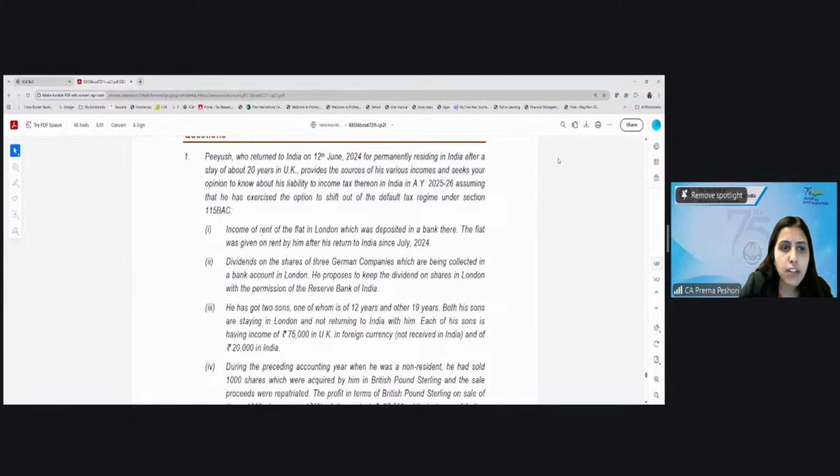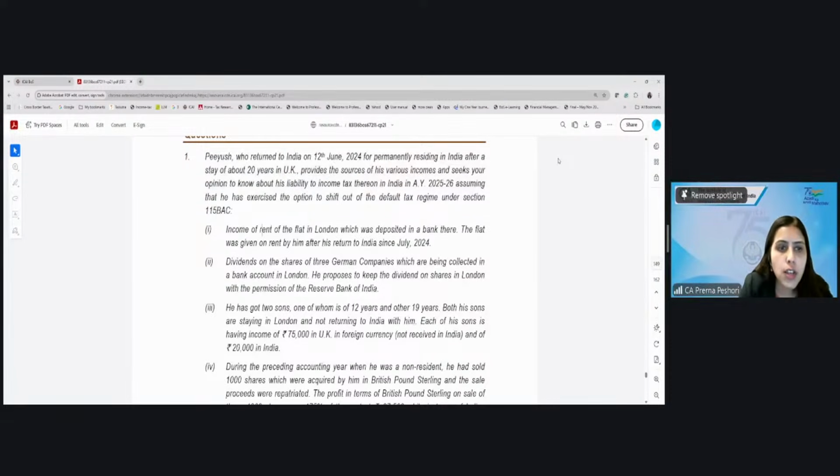Next, about the dividends. So what they are saying is dividend on shares of a German company which are being collected in a bank account in London. He proposes to keep the dividend in London with the permission of the RBI. Again, not taxable in India. Very good. Because this is the accrual outside India, received outside India.